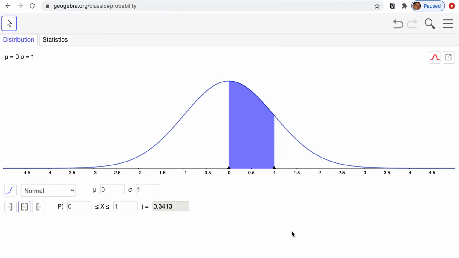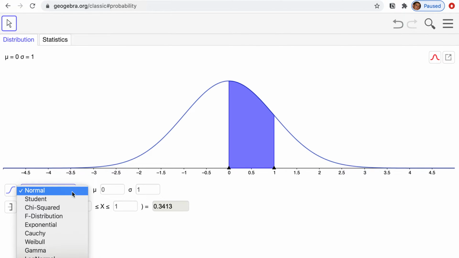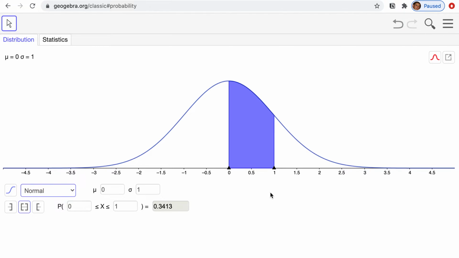GeoGebra.org/classic, pound symbol, and then the word probability afterwards. It brings you right to what we need, which is the normal distribution. You'll see as the year goes on, we have other options if you click in this area, but for now we'll just look at that. So we've practiced with this a little bit at this point.